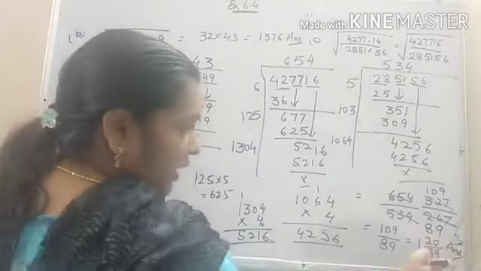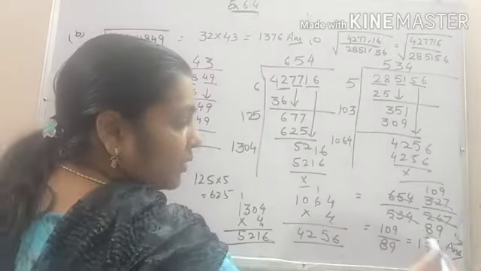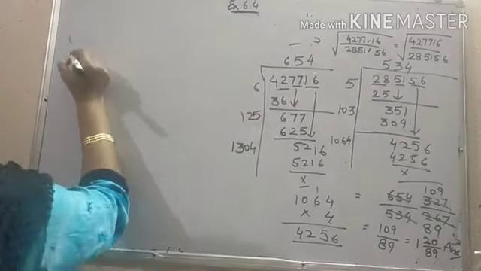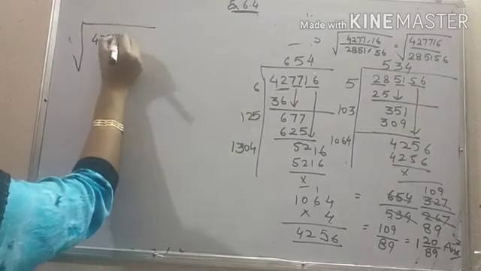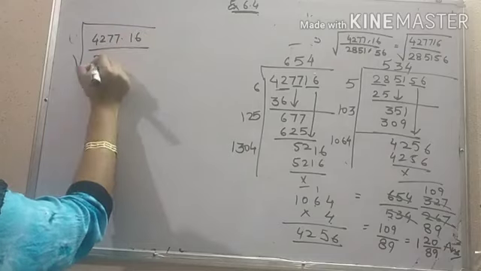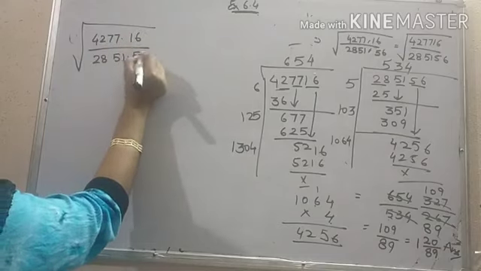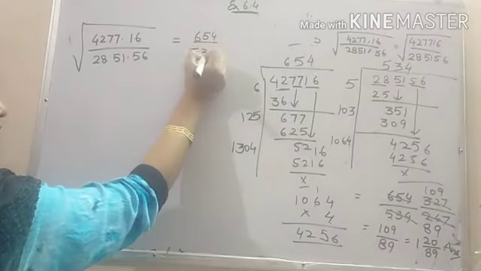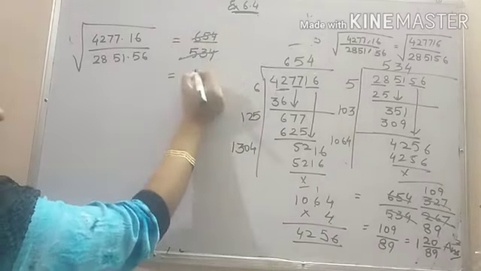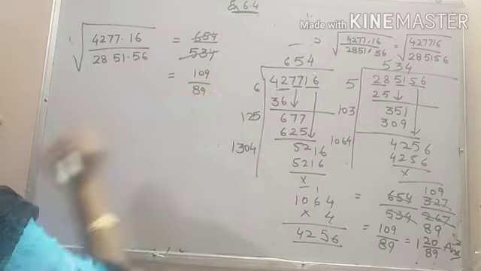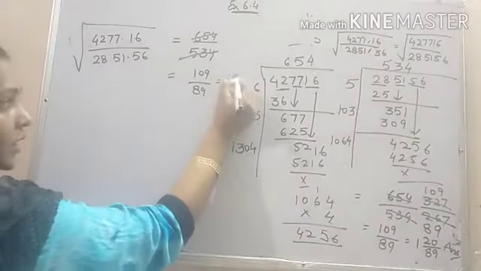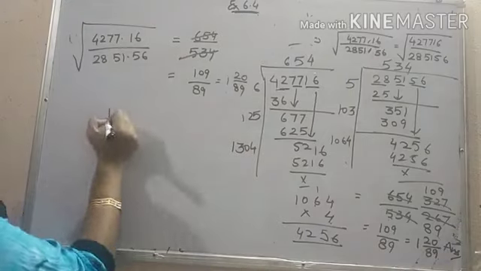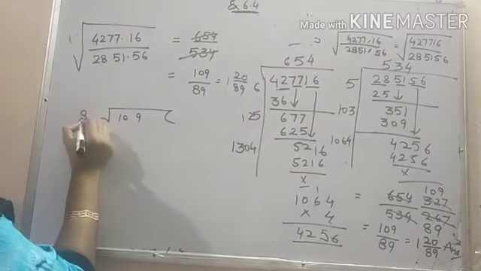One thing I must add on in this, that you may need to convert it into decimal. So let's see. Given to us is 4277.16 upon 2851.56, and we calculated it as 654 by 534, which on cancelling we get 109 by 89. Okay, so one way is you convert it into a mixed fraction and another way is you convert it into decimal. Now convert it into decimal.